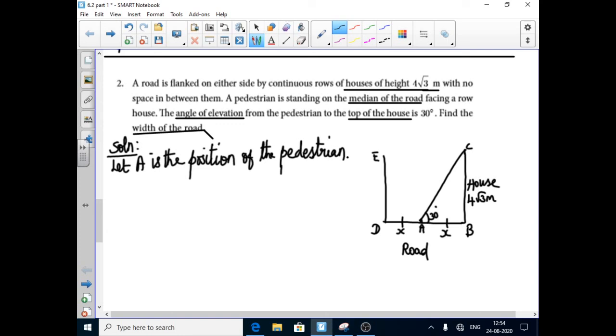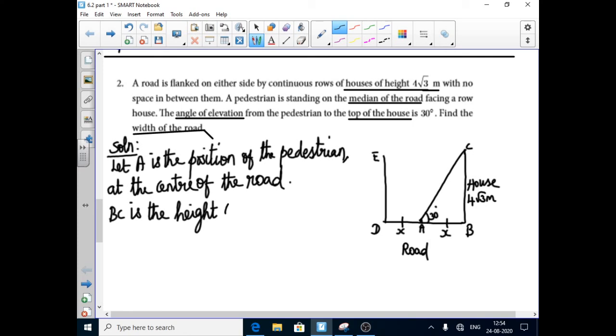Next, BC is the height of the tower. E is the position of the pedestrian at the center of the road. So he is standing. We mentioned that. A is the position of the pedestrian at the center of the road. BC is the height of the house.